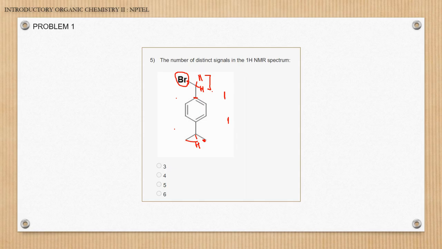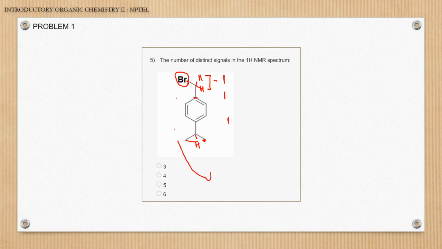But in our case, luckily, there is no chiral center adjacent to this particular CH2. That is why these two CH2 protons are identical. So you will see one signal for these two protons in 1H NMR, right? So now this much is sorted.